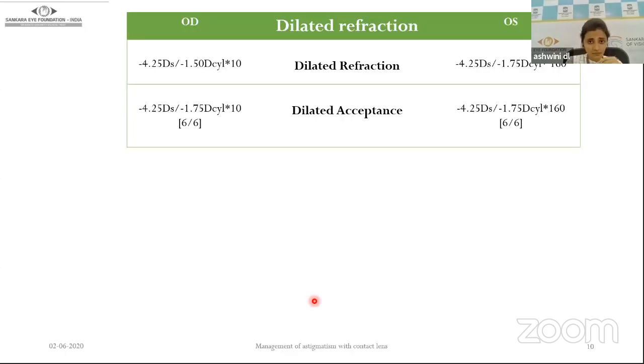Once it is done, we dilated the patient's eye. Then after that, we performed the dilated refraction also, just to confirm the power. In this, the values were minus 4.25 diopter spherical, minus 1.5 diopter cylinder, axis 10 in the right eye. And in the left eye, it was minus 4.25 diopter spherical, minus 1.75 diopter cylinder, axis was 160. The acceptance was similar in both the eyes. The axis was also confirmed, and it was the same as the pre-dilated acceptance.